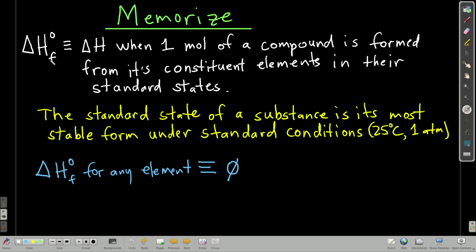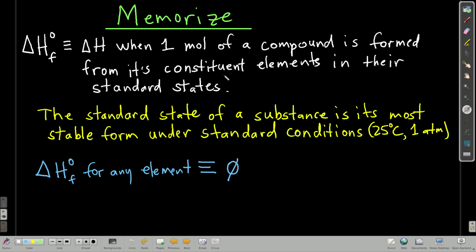The standard enthalpy of formation, that's what this symbol right here means. Change in enthalpy, f is formation, and this superscript lowercase o stands for what we call standard states. That's just the change in enthalpy when you form 1 mole of a compound from its constituent elements in their standard states. What does that mean? Well, a standard state is just the state that a substance is in when it's in its most stable state under standard conditions. Standard conditions are just 25 Celsius and 1 atmosphere, room temperature and pressure.